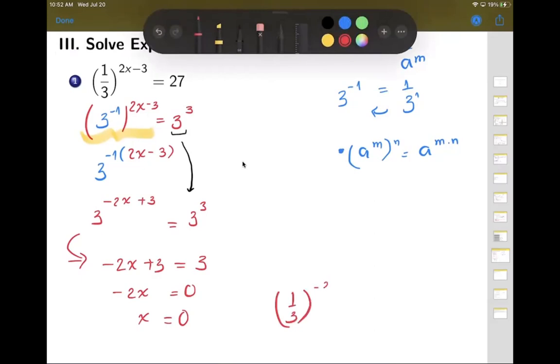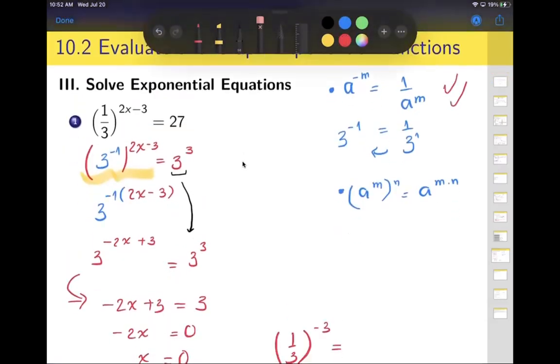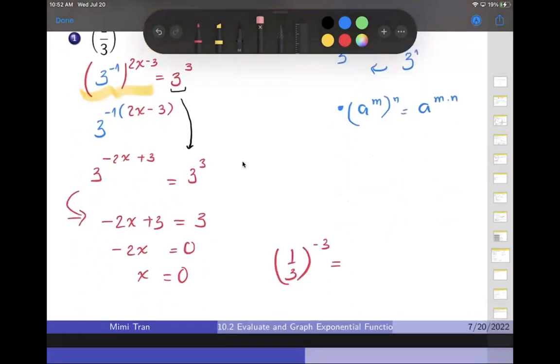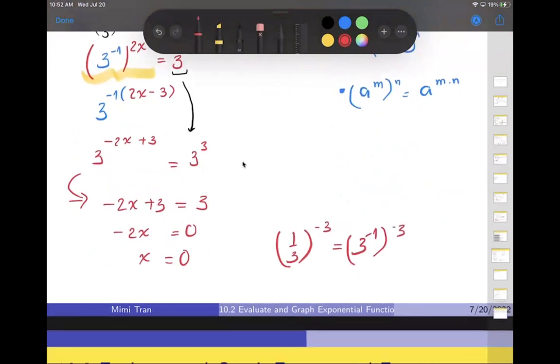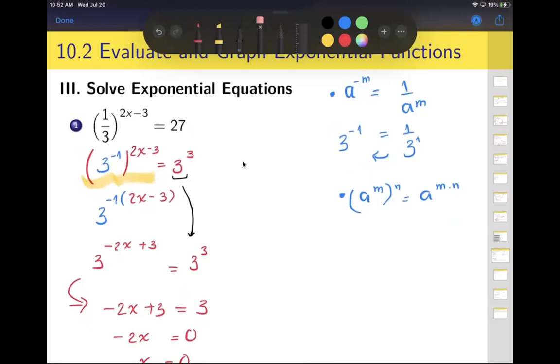1/3 to the -3 is equal to what? If you change it using the first rule again, I can change it to 3 to the -1, and then -3 outside. -1 times -3 is +3, so 27. Or you can use your calculator. Maybe I'll show you how to use the calculator to check here: 1/3 to the 2x minus 3.